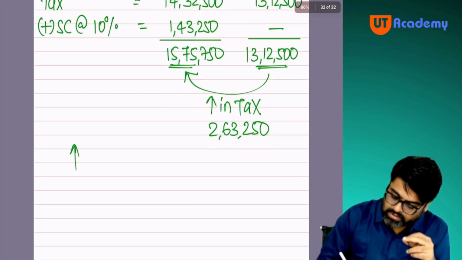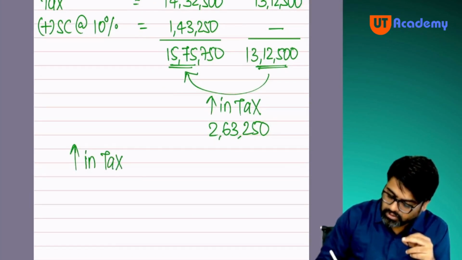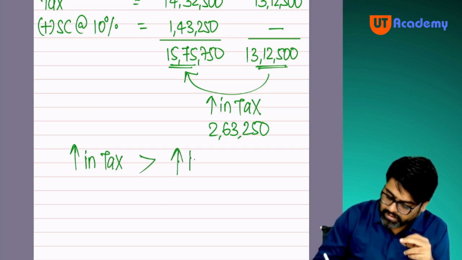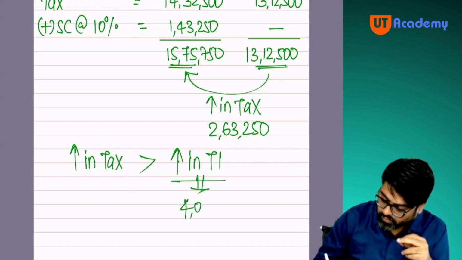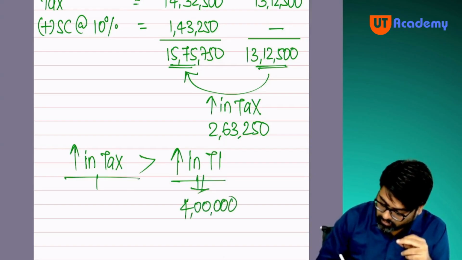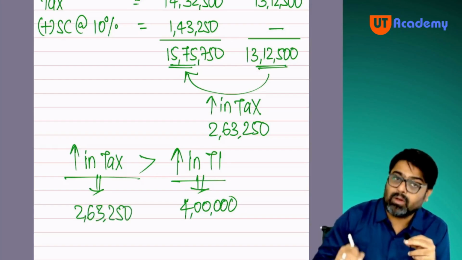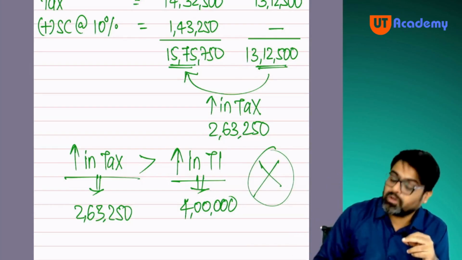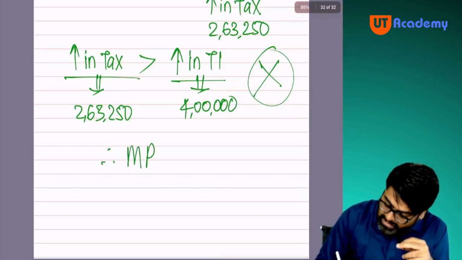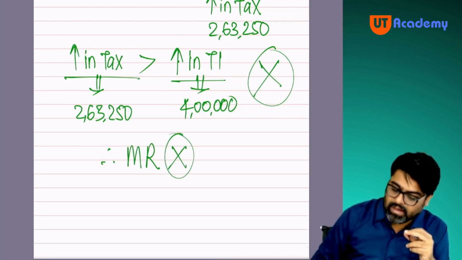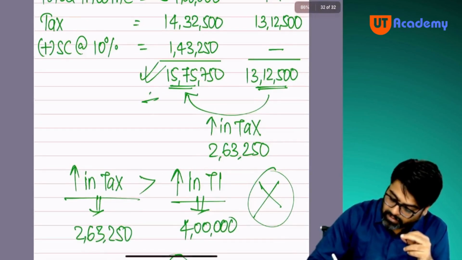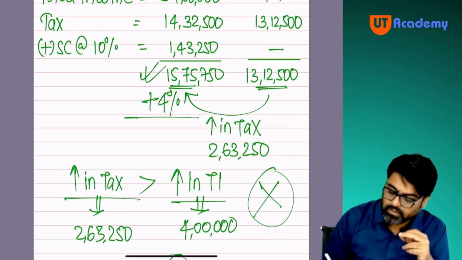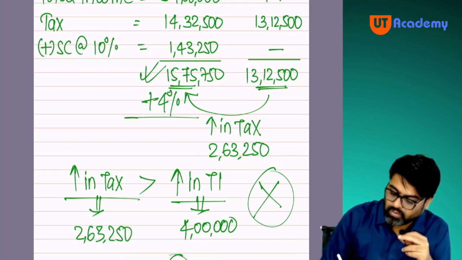Now take this equation. Increase in tax should be greater than increase in total income. Increase in total income is how much? 4 lakhs. Increase in tax is how much? 2,63,250. Are you able to satisfy this equation? The answer is no. This equation is not satisfied. Therefore, marginal relief will not be available. Pay this entire tax plus 4%. Add 4%.